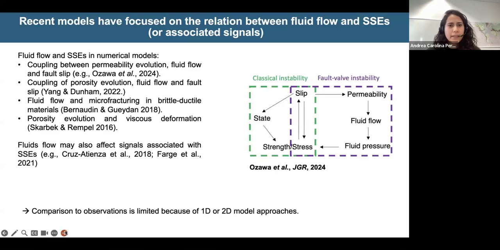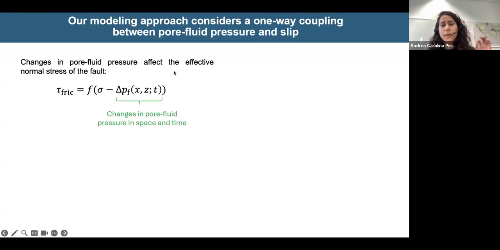So I want to start now by introducing our modeling approach. So we're also motivated by these observations, but we consider a much simpler model in which we account for a one-way coupling between pore pressure and slip. So we only account for pore pressure in the sense that it affects the effective normal stress on the fault, which is given by the lithostatic load minus the pore fluid pressure.